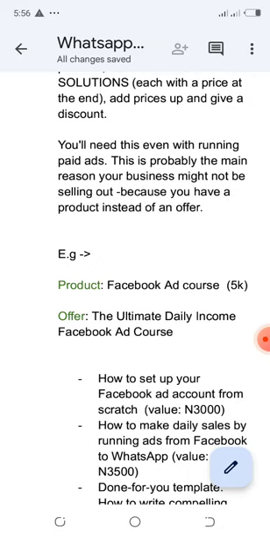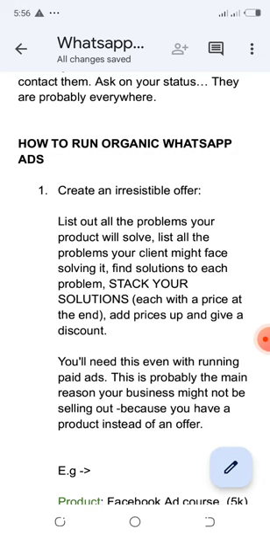Now, how do you make your offer irresistible? Someone said, I think it is Dan Kennedy, make your offer so irresistible that people will feel stupid for not taking it. To create an irresistible offer, list out all the problems your product will solve, and all the problems your client might face solving it. Then find solutions to each of these problems. Stack your solutions, each with its price at the end. Then add these prices up and give a discount.